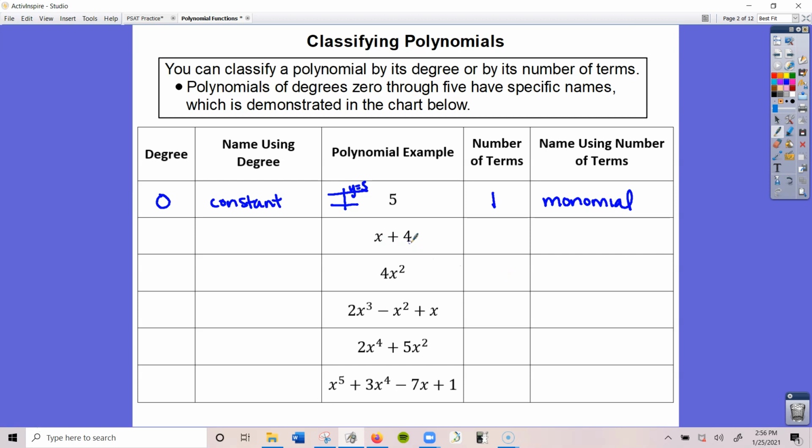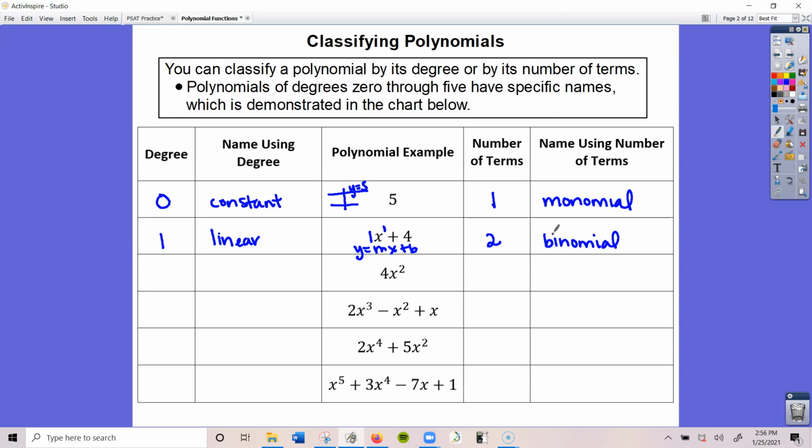For x plus 4, even though we don't see the exponent, we do have a variable, and this is kind of like an invisible 1. So the degree would be 1. And if the degree of your function is 1, that means it is a linear function. Think about how this resembles y equals mx plus b. So this is the equation of a line where the y-intercept is 4 and the slope is 1. Hence why it's called a linear function. In this particular example, we have 2 terms. And any function with only 2 terms is called a binomial.